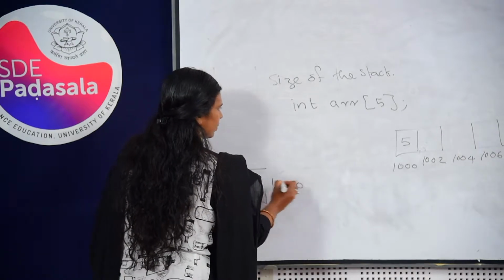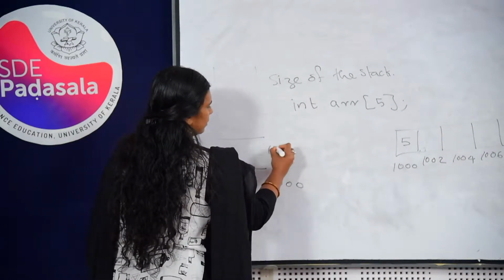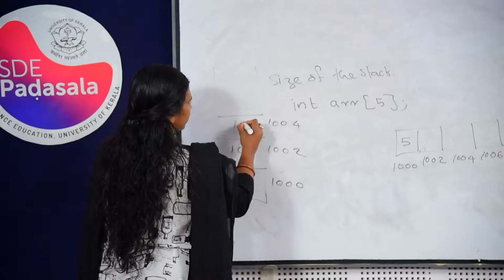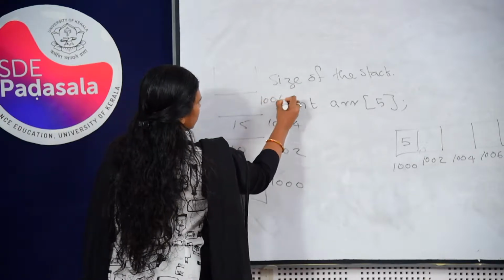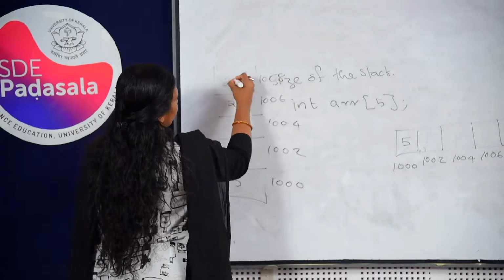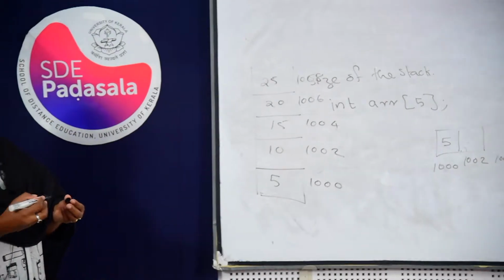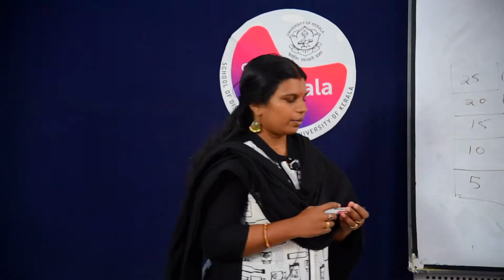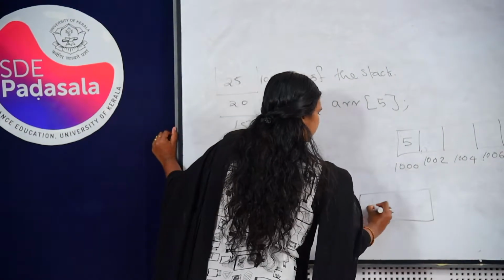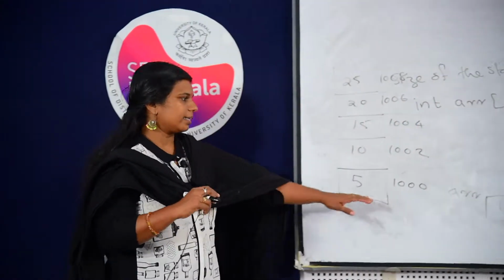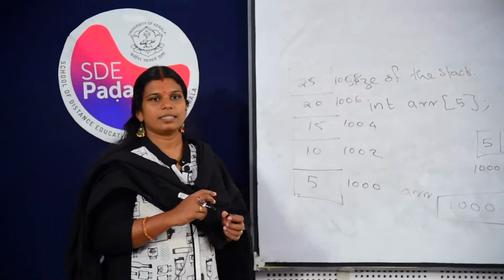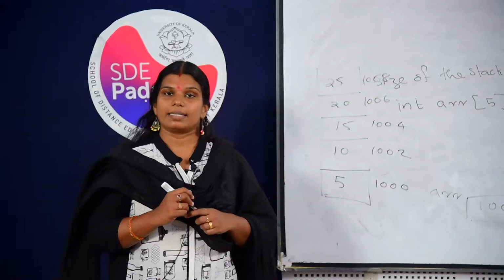That is, at location 1000, 5; at 1002, 10; at 1004, 15 will come; at 1006, 20 will come; then at 1008, 25 will come. This is the way in which we will implement a stack. The array will hold the starting address, that is, the starting address is 1000. So the first address placed in the array will be 1000. This is the way by which we are implementing a stack statically.